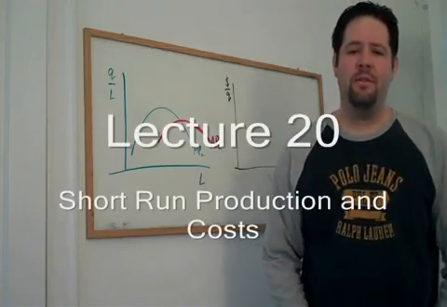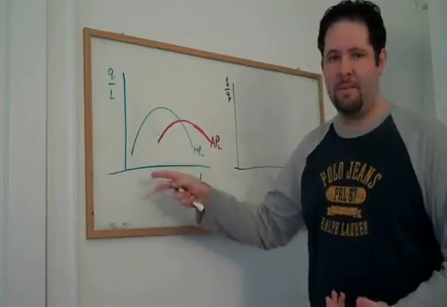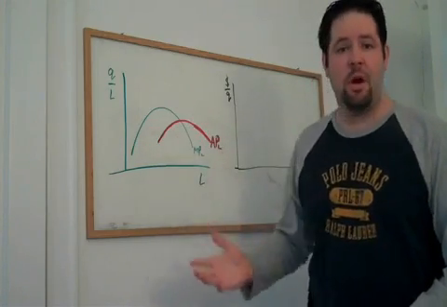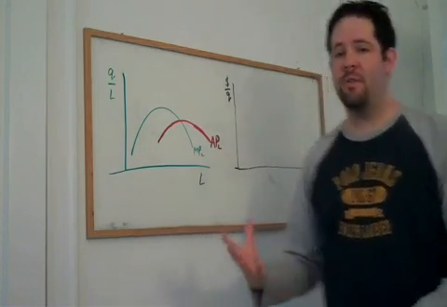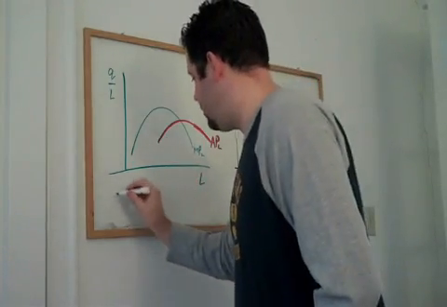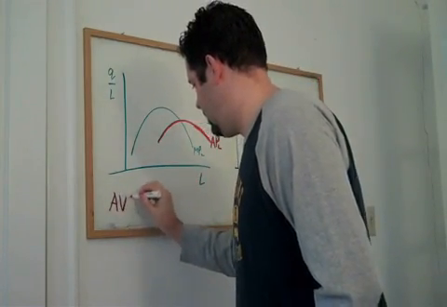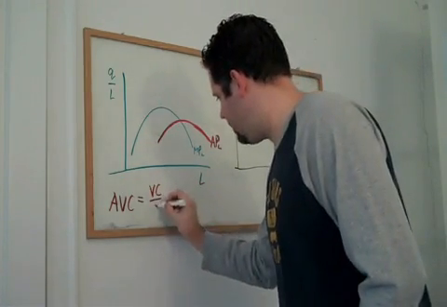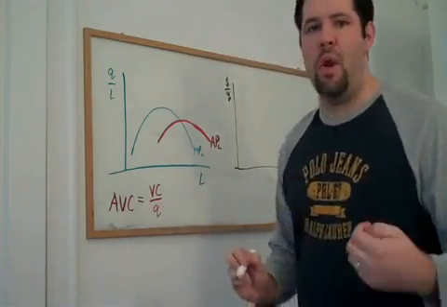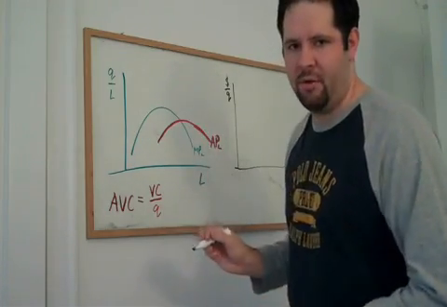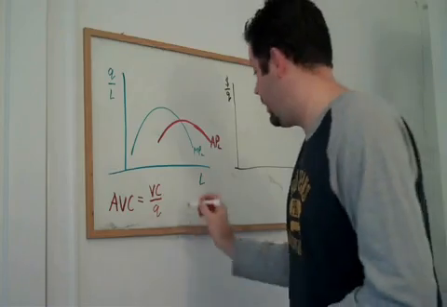In this video, I use the graph from last time in lecture 19, relating the marginal product and the average product, to derive the cost graph that will be the foundation for supply. Average variable cost is variable costs divided by quantity. Now, we can manipulate this a bit to get a relationship with average product. So that's where we're going.